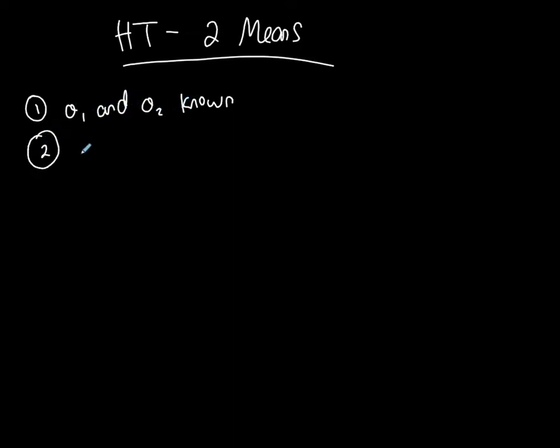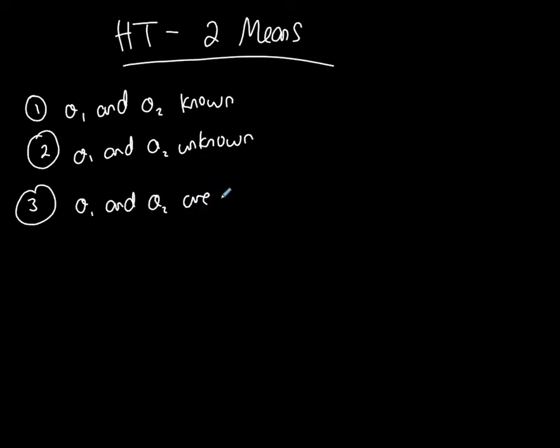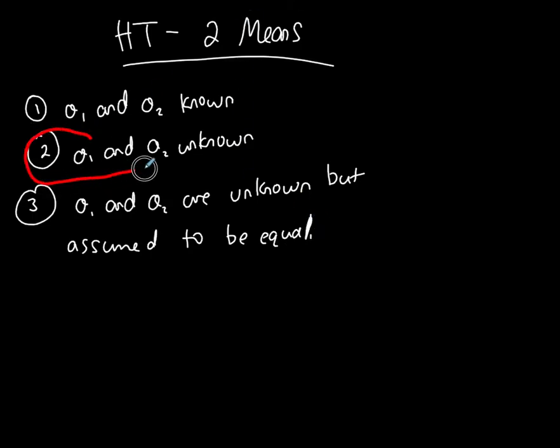The second situation is, are they unknown? Do you not know them? And then the third situation is sigma 1 and sigma 2 are unknown, but assumed to be equal. Now, the more common situation, obviously, the most common situation, is this one.